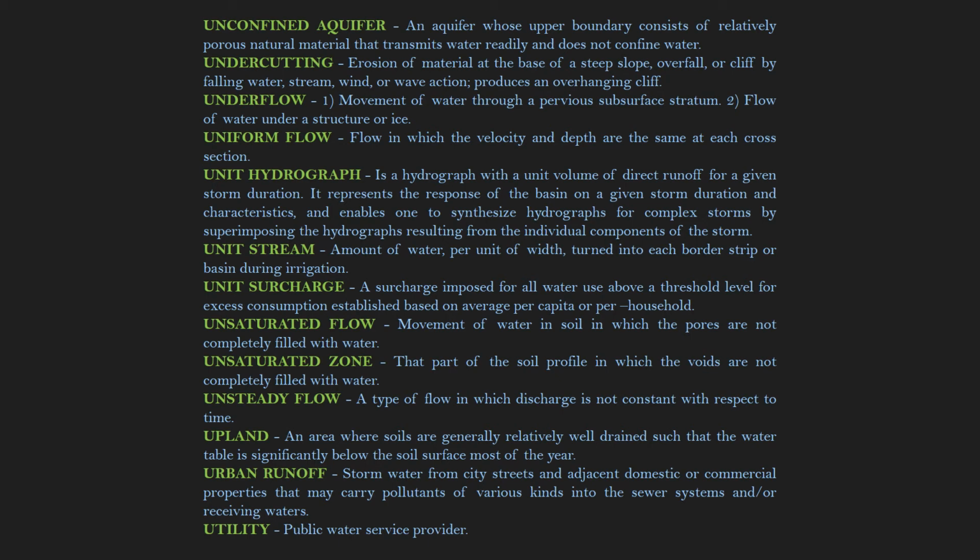Upland, an area where soils are generally relatively well drained such that the water table is significantly below the soil surface most of the year. Urban runoff, storm water from city streets and adjacent domestic or commercial properties that may carry pollutants of various kinds into the sewer systems and or receiving waters. Utility, public water service provider.